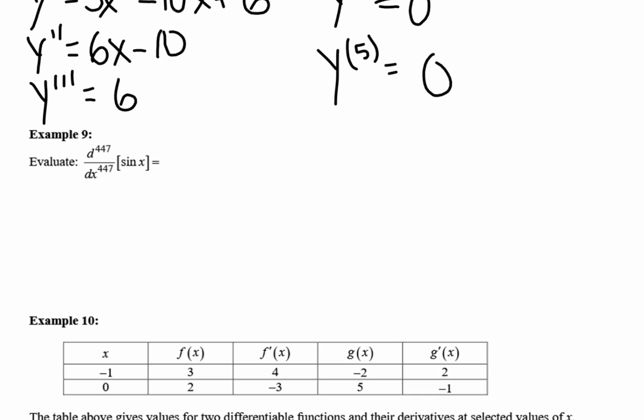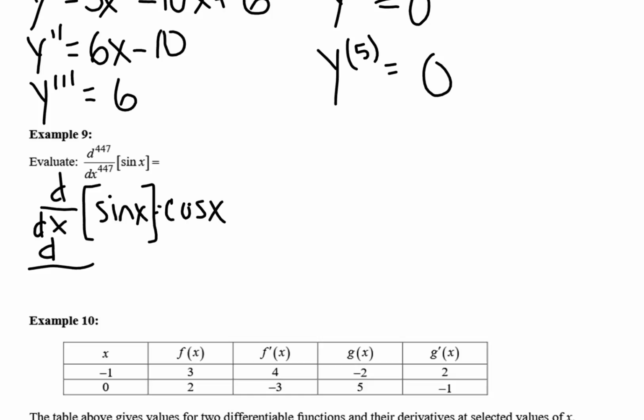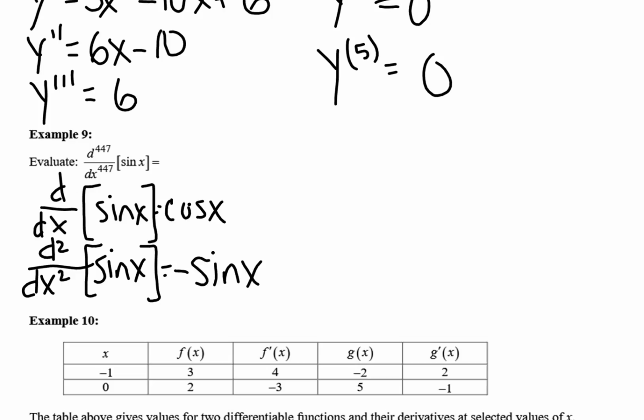Well, this is a good problem. So let's see if we can find any patterns here. Derivative of sine is cosine. So let's say, what's the second derivative of sine? That would be the derivative of cosine, which would be negative sine.